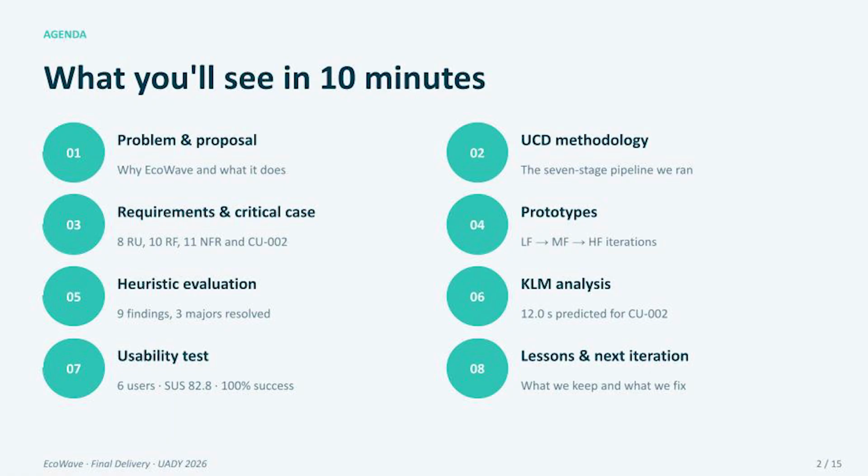Here's what we'll cover in the next 10 minutes. We'll recap the problem, walk through our 7-stage UCD pipeline, and spend most of the time on the parts that are new in this final delivery. The critical use case, CU002, the 3 prototype iterations, the heuristic evaluation, the KLM analysis, and the headline, the usability test with 6 users. We'll close with lessons learned.